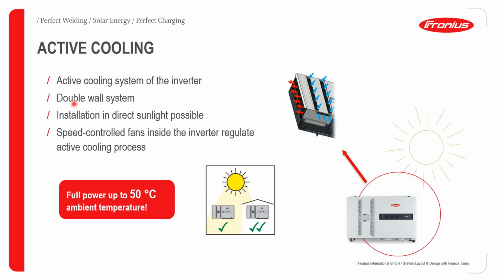And then this therefore means that because of the active cooling and the double wall concept, you can install this inverter in direct sunlight. So the active cooling, of course, as you know, is regulated by a fan. And this fan runs at different speeds depending on the heatsink temperature that is detected.